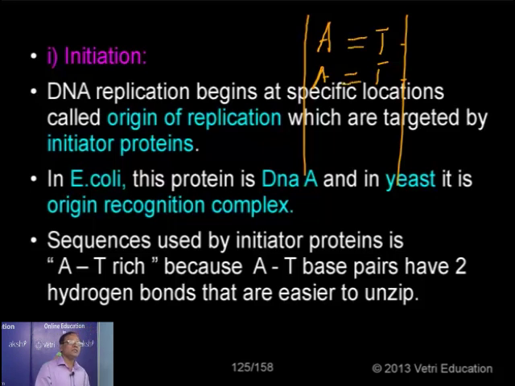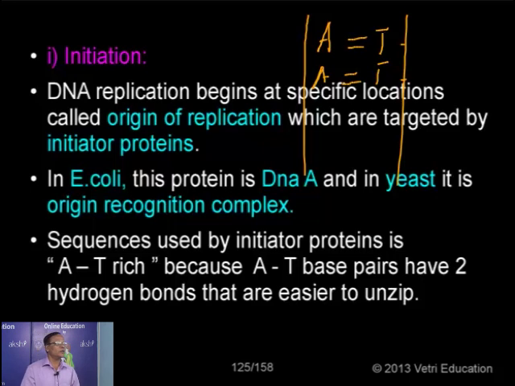So that it is easier for the helicase enzyme to break, because the number of hydrogen bonds between A and T is only 2 when compared to G and C, so it is less stable. So these initiator proteins normally choose the locations, what is called the origin of replication.